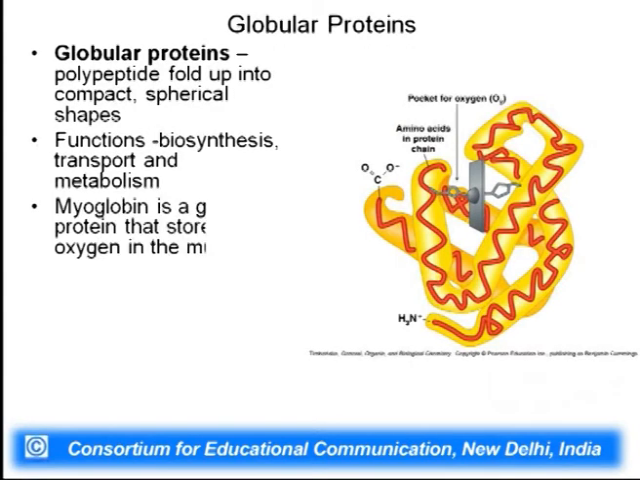So, we said that the globular proteins were polypeptides which folded up into compact and spherical shape. They had the shape and the structure which was important for their function, and they took part in all types of metabolic processes. And we took one example of myoglobin which has a prosthetic group for oxygen binding.